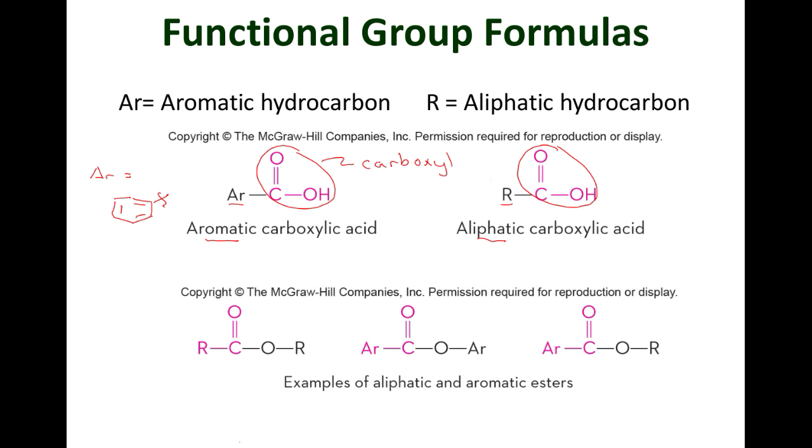So down below here I have some examples of aliphatic and aromatic esters. Not only should you be aware of the carboxylic acid functional group, you should also be aware of the ester functional group. The difference between a carboxylic acid and an ester is that in a carboxylic acid, this oxygen here has a proton bound to it, but in an ester you have another carbon chain. And that carbon chain could be aliphatic, like this first one here, or it could be aromatic. So it will depend on the ester. But again, we'll save esters for another video.